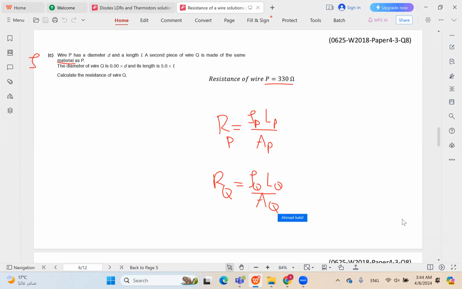Now, the rho is the same in both, so it's the same material. Here, this is L, and this is A. Let's just write A for now. Here we have 5L, and we want to get a value here in terms of A. So A is equal to pi r squared because this is a wire and the cross section is a circle.